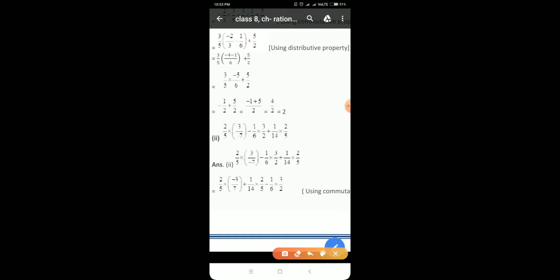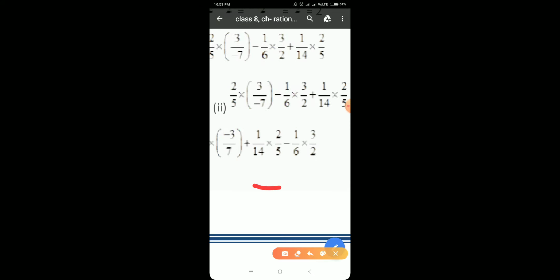Distributive property. First you will use the commutative property and then you will use the distributive property. In the second part, 2/5 into 3/-7, 1/6 into 3/2 plus 1/14 into 2/5. Now you see 2/5 is here and 2/5 is here. So you will take these two terms together with this term.